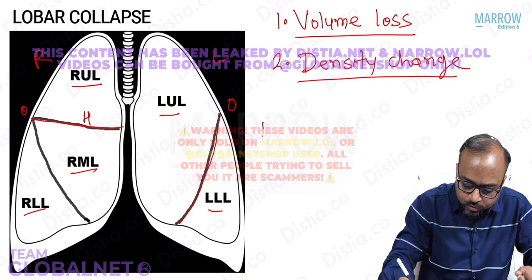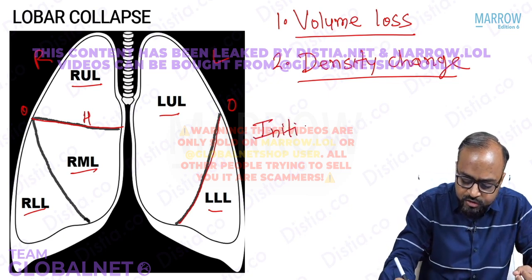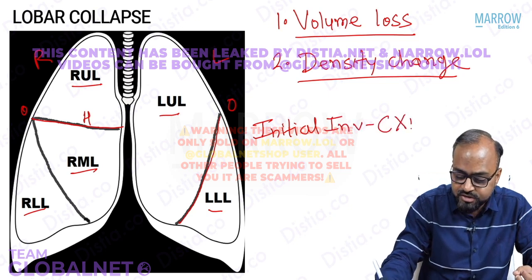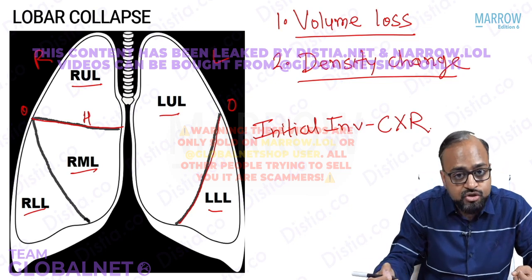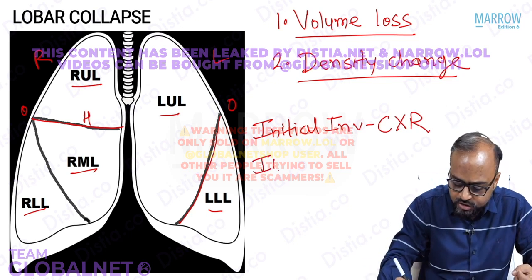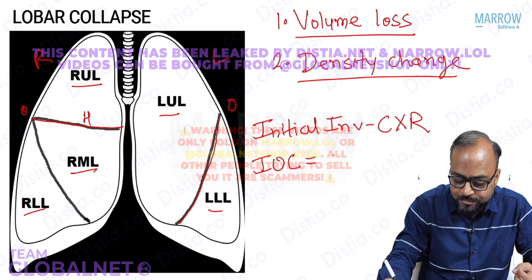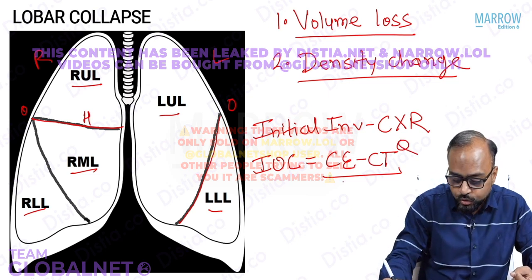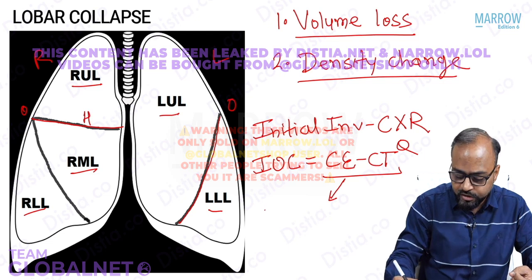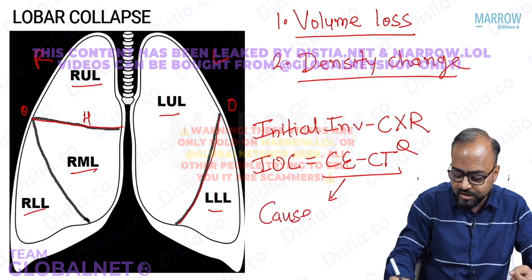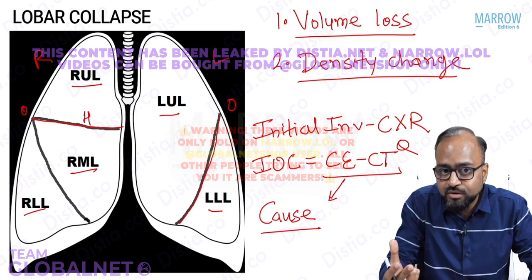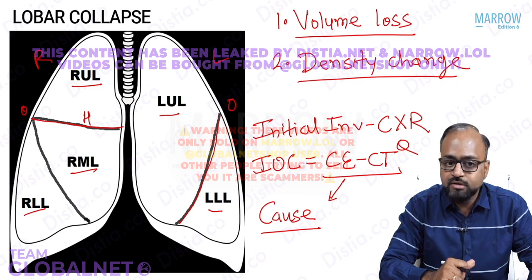Now, though in lobar collapse, remember, the initial investigation that can be done, and we are going to discuss this, is mainly chest X-ray. But if your examiner asks you what is the overall investigation of choice for diagnosis of a lobar collapse, then it is going to be contrast enhanced CT. Why? Because not only will it show you the lobe which has collapsed, more importantly, it will show you what is the underlying cause of collapse. Whether it is a cancer, whether it is a tumor, why is it collapsing? That is something that you will get on CT.